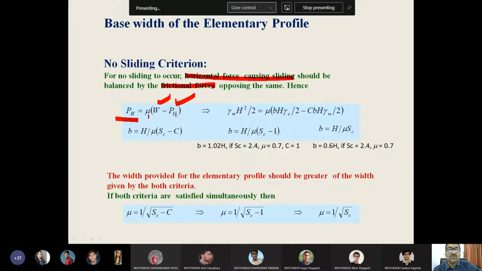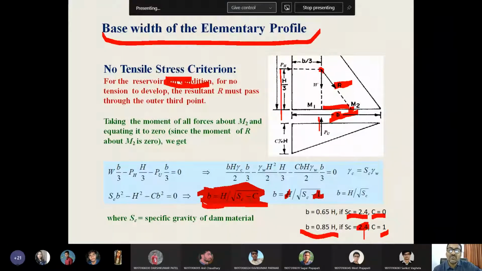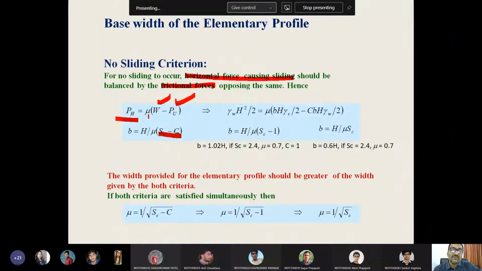If we equate these two, we again get the equation in this format: B is equal to H divided by mu times SC minus C. Earlier it was H divided by the root of SC minus C, where SC was under the square root. Here there is no square root and this friction factor comes in. We can take C as 1 or C as 0, and depending on that, our equation reduces to B is equal to H divided by mu times SC for C equal to 0. So the basic equation is this.